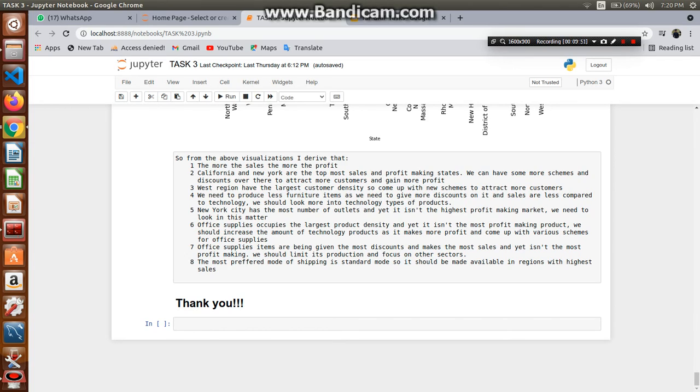And the most preferred mode of shipping is standard mode, so it should be made available in regions with the highest sales. So this was my submission for task 3. Thank you.